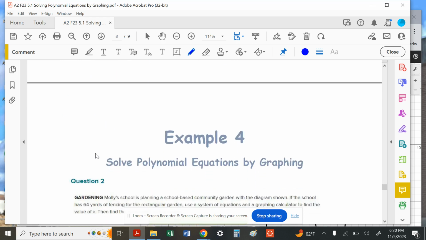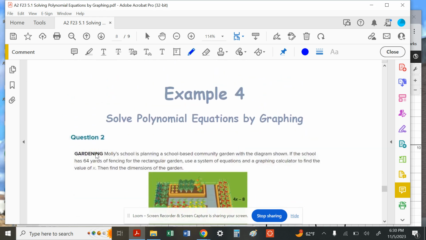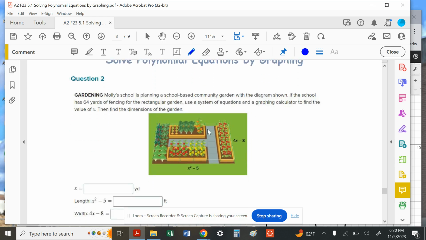Okay. Number 4. So this is the first check, the start of the checks for this semester. We're going to do them now. This is the second check that you have to do. So this is solving polynomial equations by looking at a word problem. Molly's school is planning a school-based community garden. So here's the community garden with the diagrams shown.